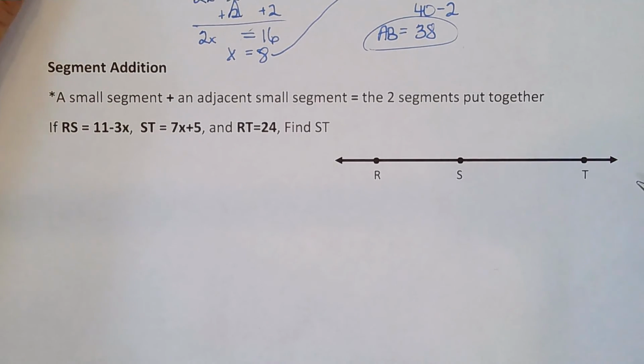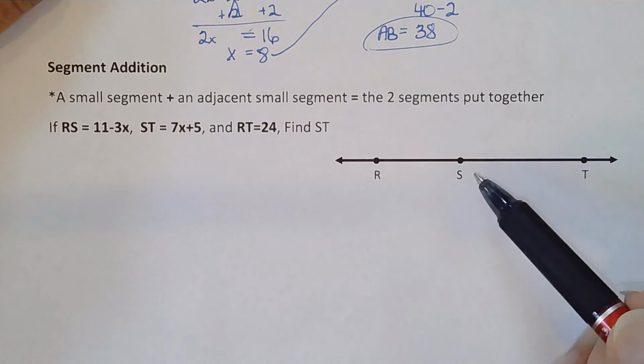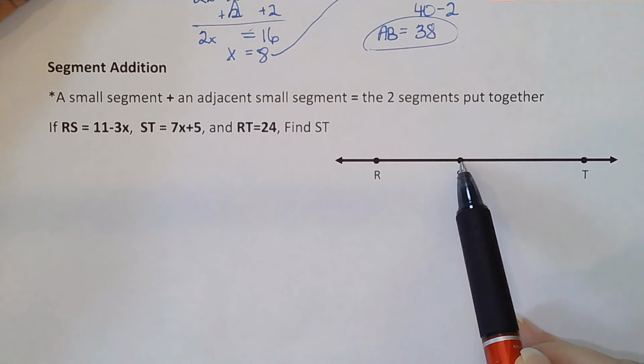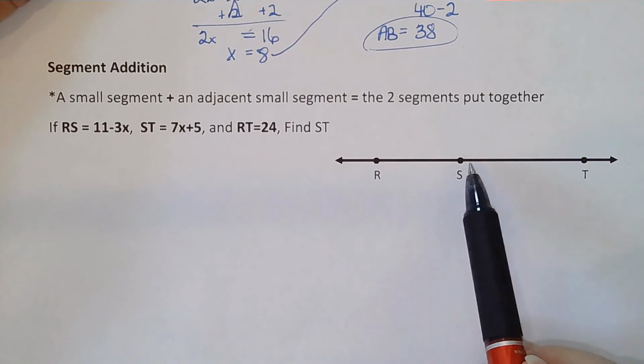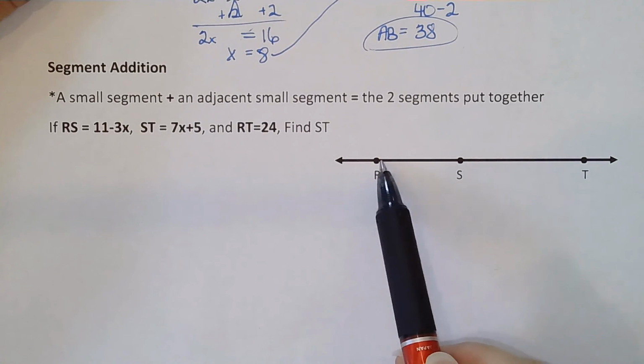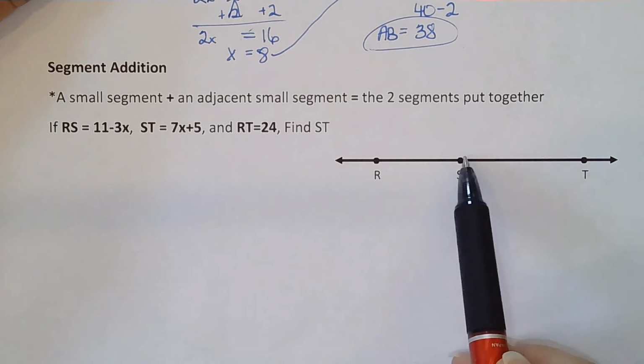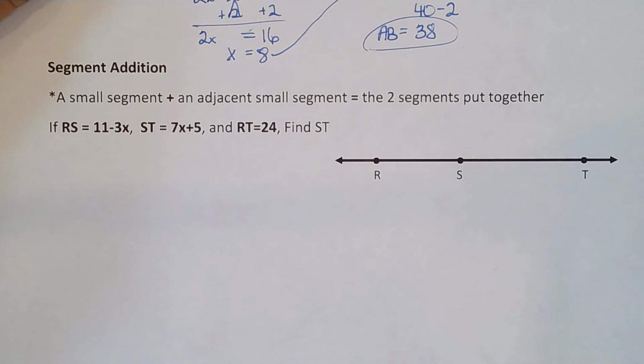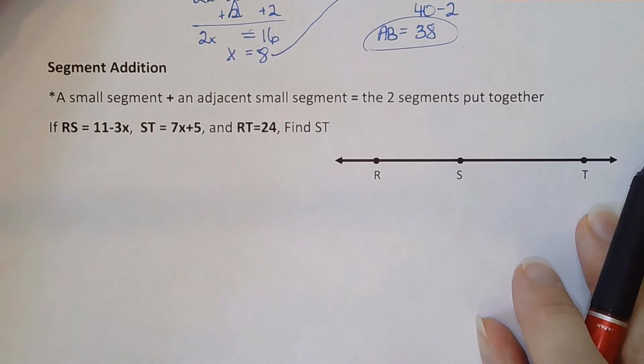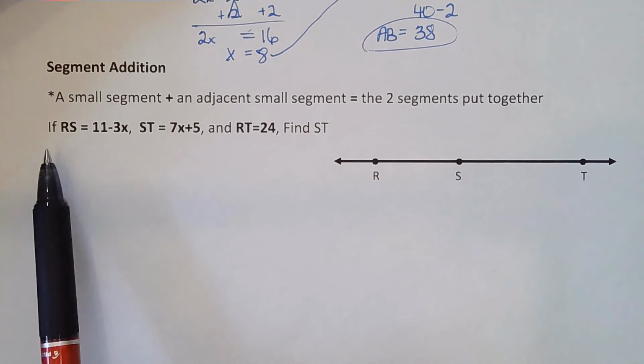So segment addition ones are going to be different from the midpoint ones because this point here that's in between these other 2 points isn't necessarily going to be equally spaced between the two, right? So as you can see by the drawing, this space here is a little bit shorter, this space here is a little bit longer. They're not equal to each other, right? But let's see what kind of information we have, right?